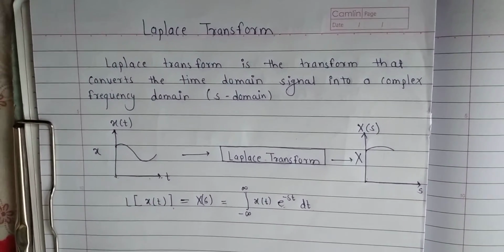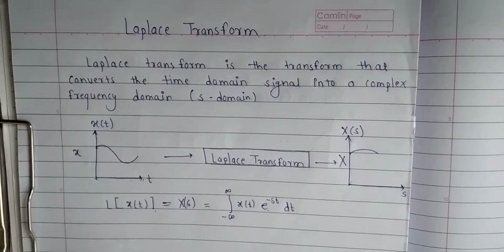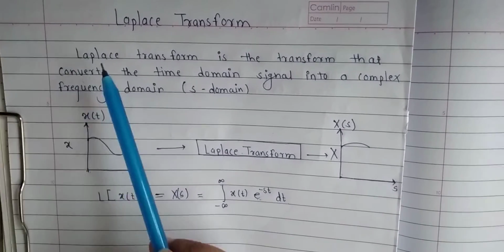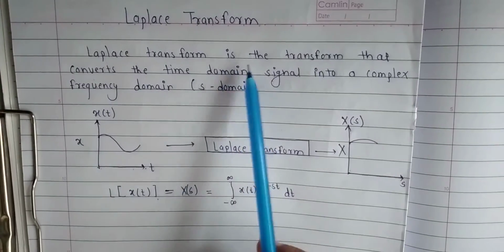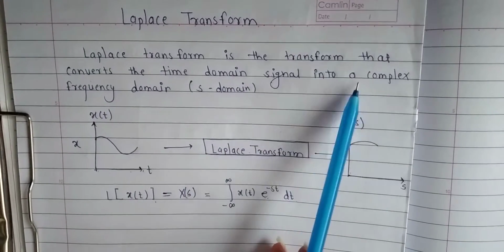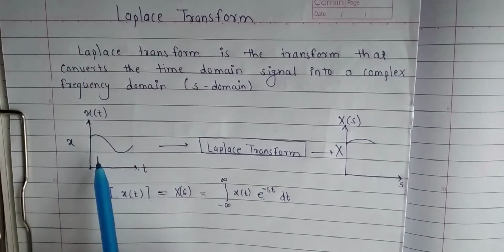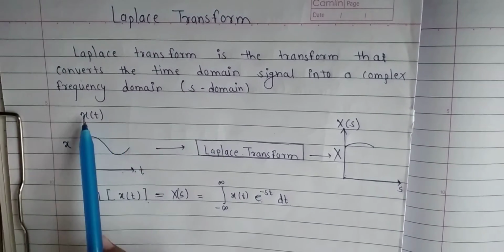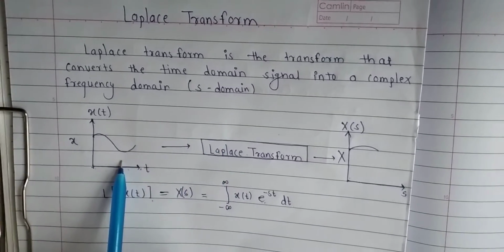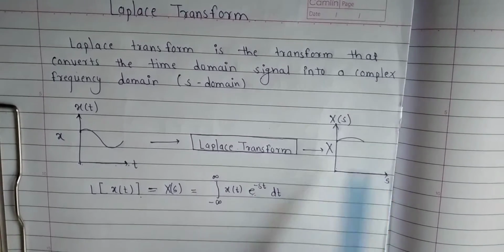Today I am going to explain what is Laplace transform and how to find the Laplace transform of a periodic signal. First of all, we see what is meant by Laplace transform. Laplace transform is the transform that converts the time domain signal into a complex frequency domain, that is S domain. Now this is the signal x of t which is in a time domain. When we apply Laplace transform to this signal, it converts to a complex frequency domain, that is S domain.